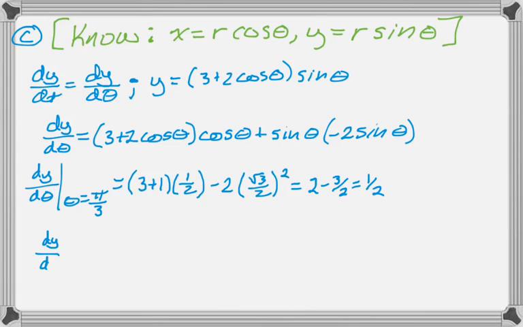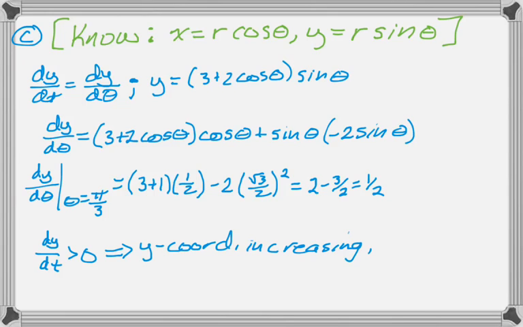Now I need to interpret this. So dy dt is greater than 0, and that means the y-coordinate is increasing, and the particle is moving up.